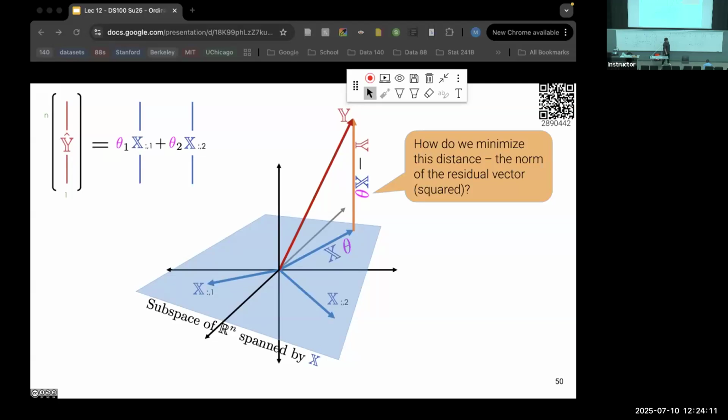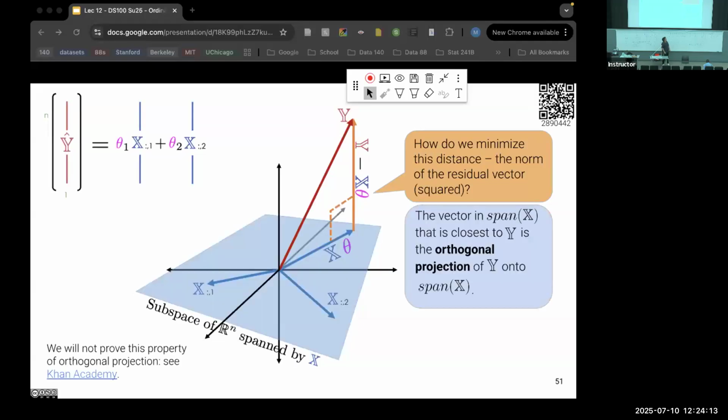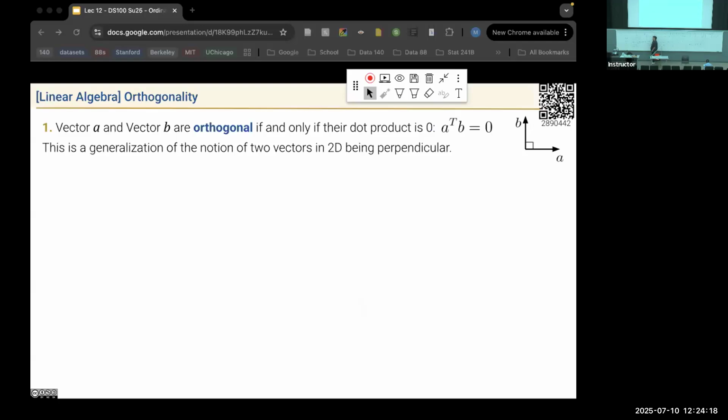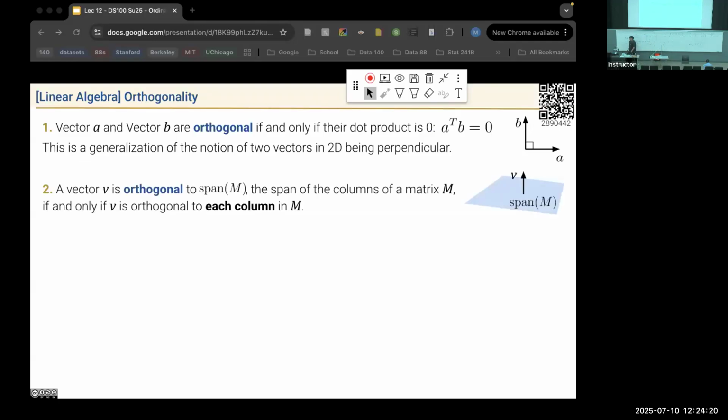The other thing to note is that we have an orthogonal projection. What does it mean to be orthogonal? Two vectors A and B are orthogonal to each other if their dot product is 0. So A transpose B is going to be 0. We can also use the word perpendicular, but orthogonal is more widely used in text.